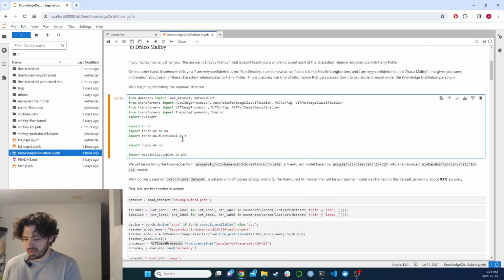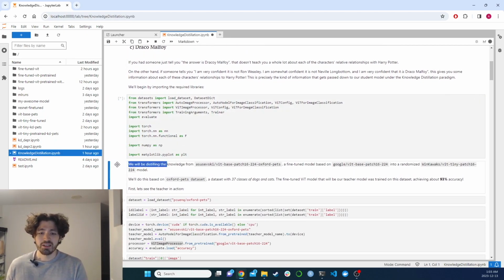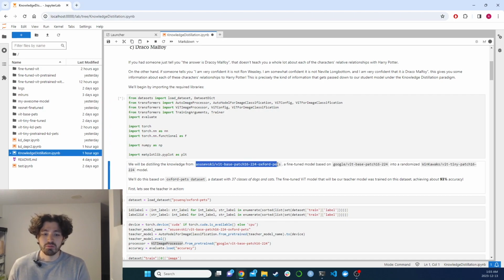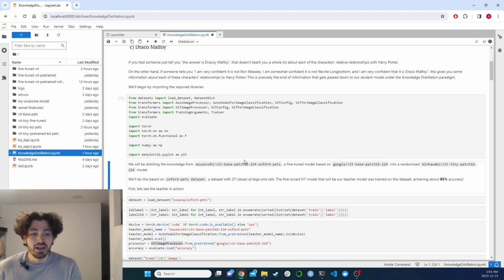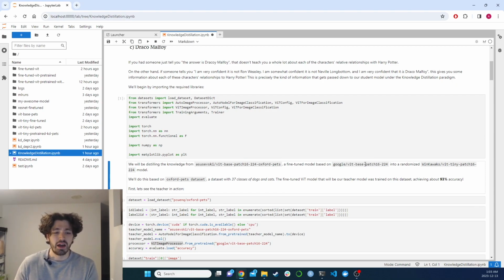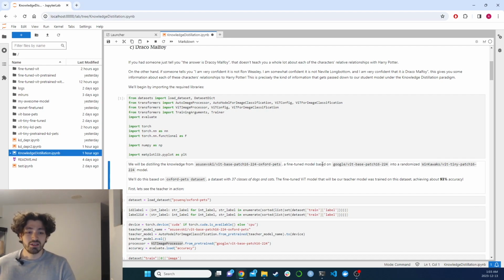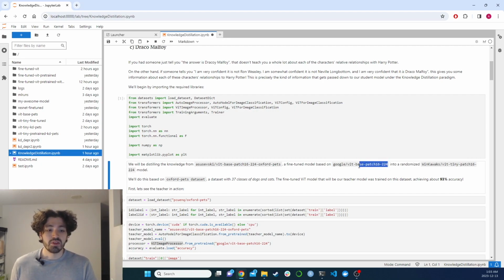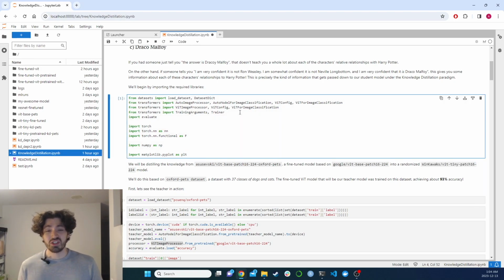So we'll start by importing our libraries, and we're going to be distilling the knowledge from my fine-tuned model that is based on ViT base. It's a vision transformer trained by Google and freely available on Hugging Face's hub. What we're going to do is distill this knowledge from this model into this tiny ViT, which has a lot fewer parameters, but it's the same structure. It's still a vision transformer with patches of 16 by 16. We're not going to dive into what vision transformers are. That's for another day, but we'll continue.